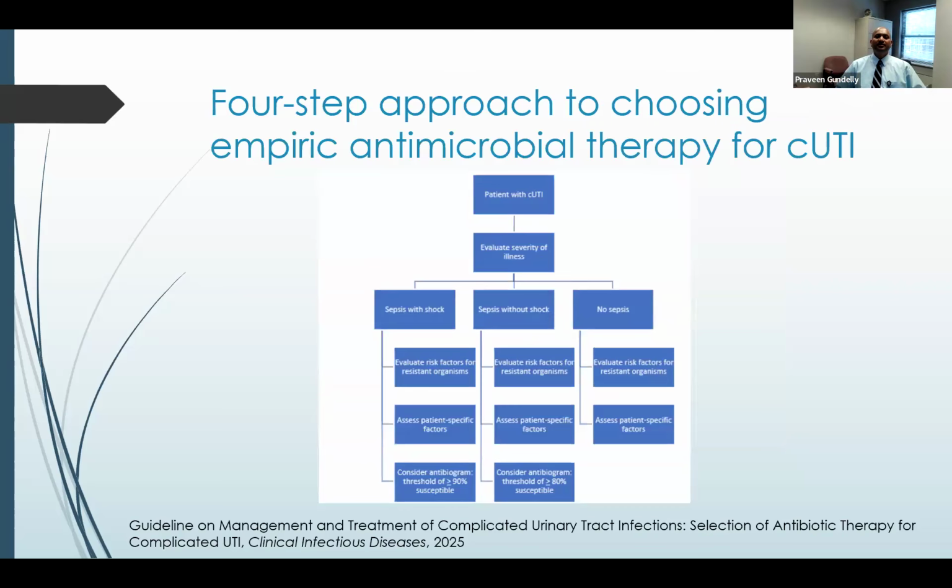How do we approach what kind of antibiotics we are going to use when we suspect a UTI? I think the same approach can be used for our kidney transplant patients. A four-step approach has been proposed by IDSA in selecting a better antimicrobial for UTI. First, once we suspect a patient has UTI, we have to evaluate the severity. How severe is the patient?